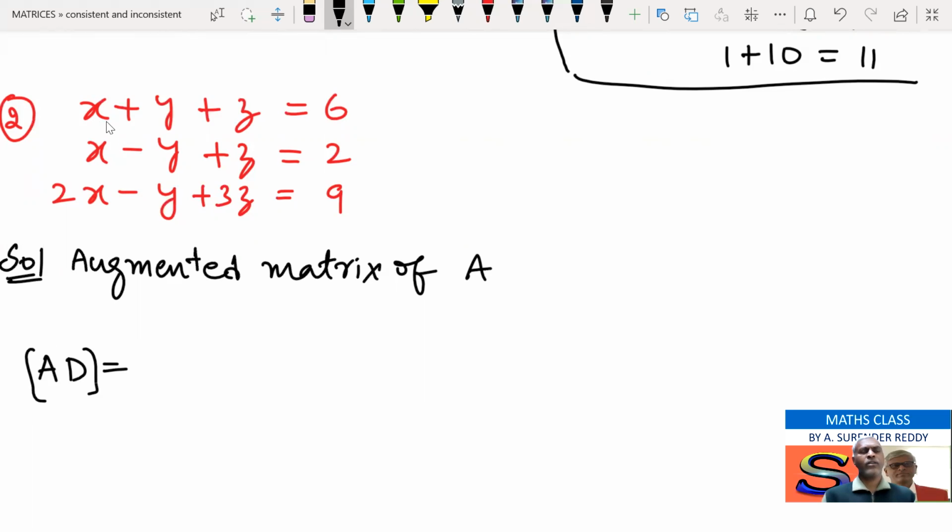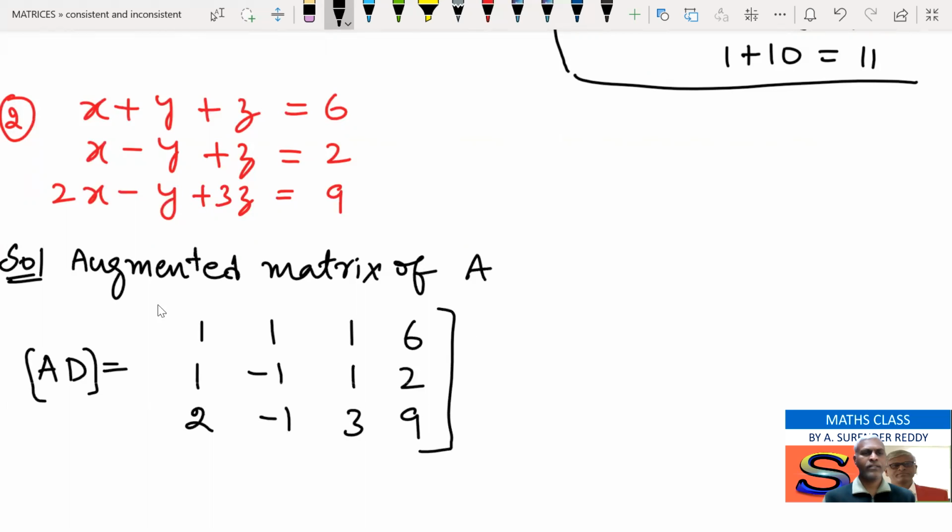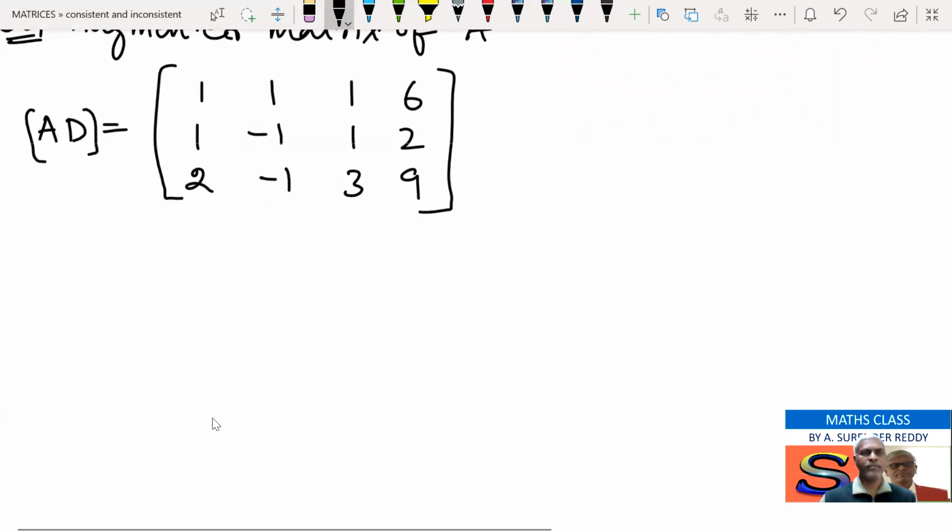Take the coefficients 1, 1, 1, 6. In the second row, 1, minus 1, 1, 2. Third row, 2, minus 1, 3, and 9. So this is the augmented matrix.